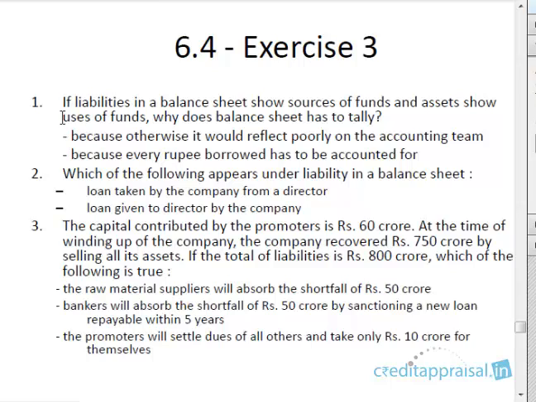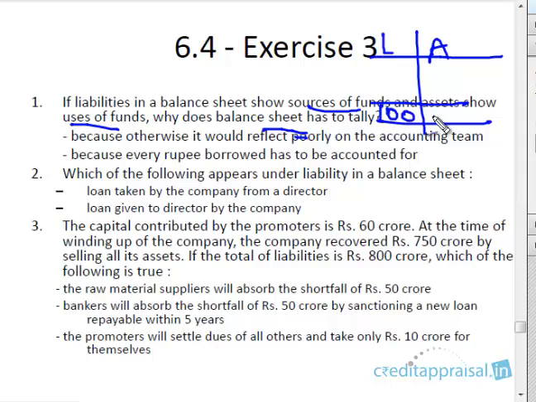So the first question is, if the liabilities in a balance sheet show sources of funds, and assets show uses of funds, why does the balance sheet have to tally? We always said that the balance sheet will be tallying. So if liabilities is 100, assets will also be 100. If this is 500, this will be 500. Always, the balance sheet will be tallying.